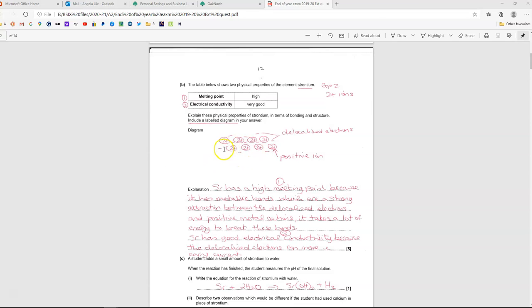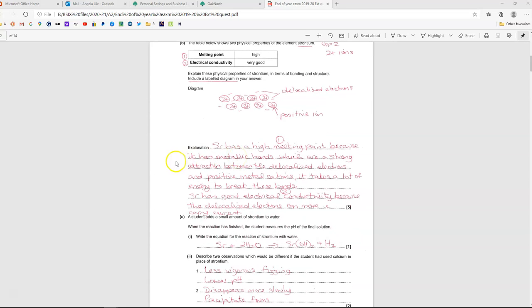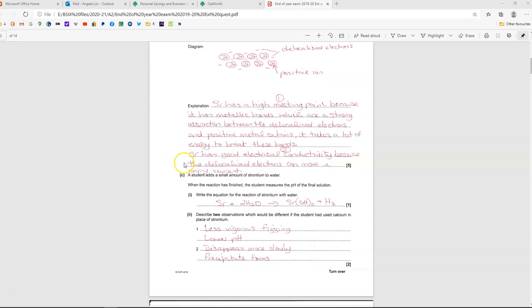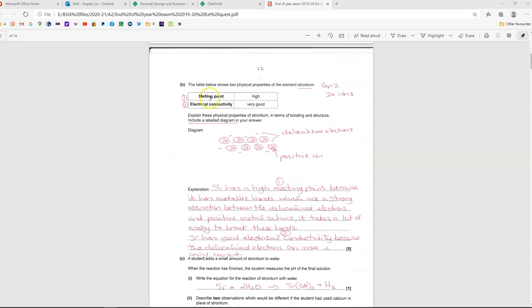So when you're including a labelled diagram of something like metallic bonding, you need to show at least 2 layers of the lattice. Strontium has a 2+ charge. It's in group 2. So you need to indicate that, and you need to indicate that there are delocalized electrons. So you do that and you get your 2 or 3 marks. As I say, I'm not sure which. And then you look at each point in turn and explain it.